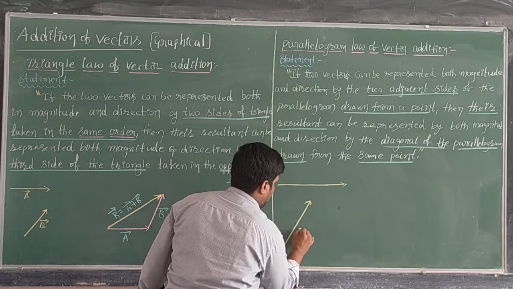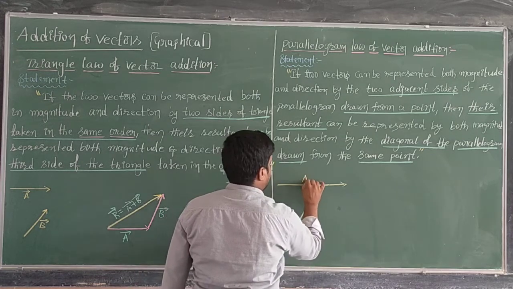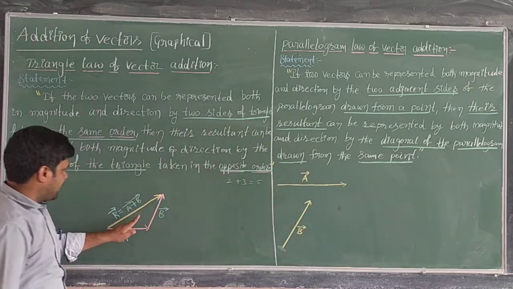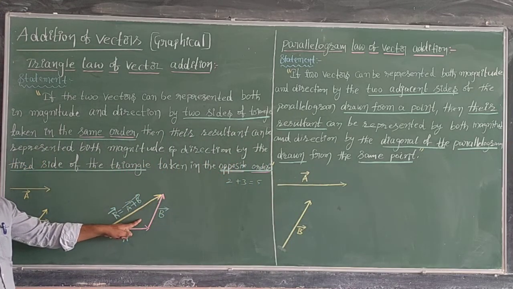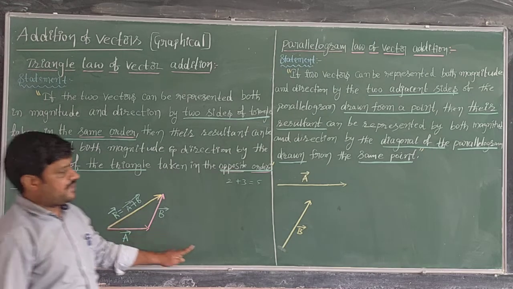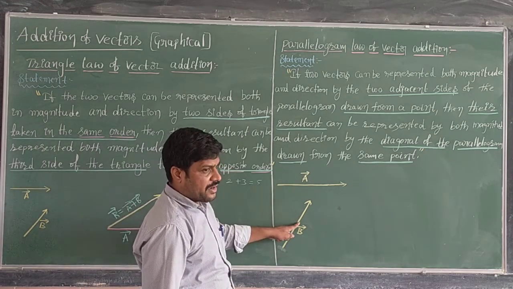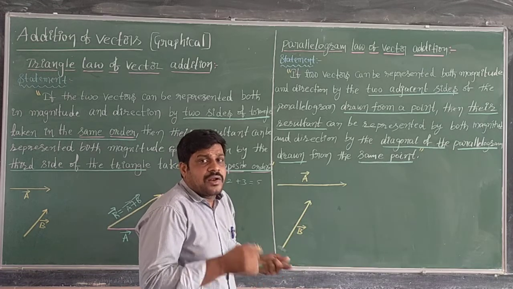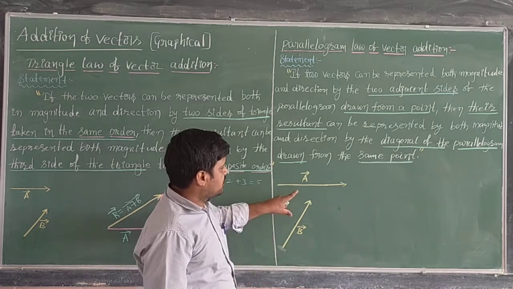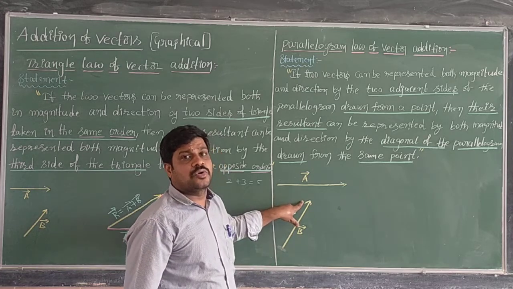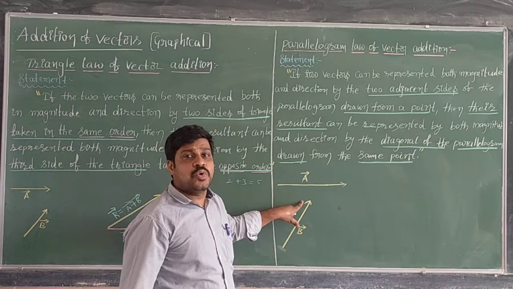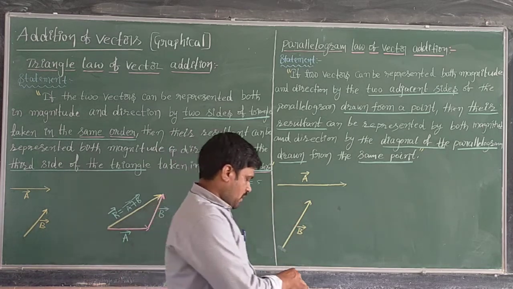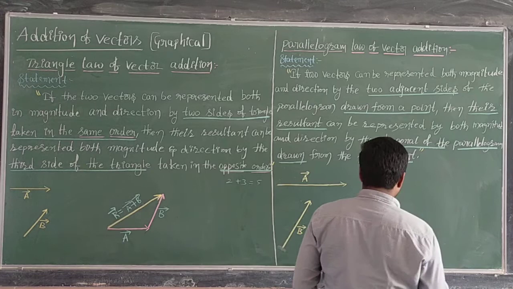Vector, this is B bar, and this one is nothing but A bar. Now, this A bar and B bar are added in the triangular law of vector addition like this. The same vectors A bar and B bar, how can they be added in the parallelogram law of vector addition? It means these two vectors we have to arrange as two adjacent sides of a parallelogram from a point.